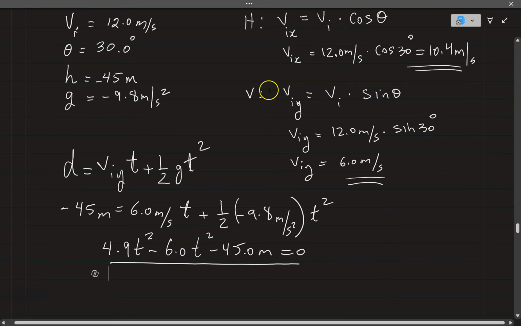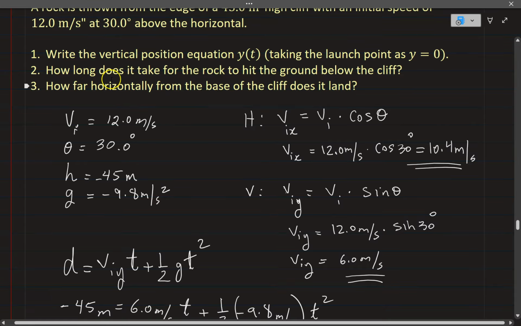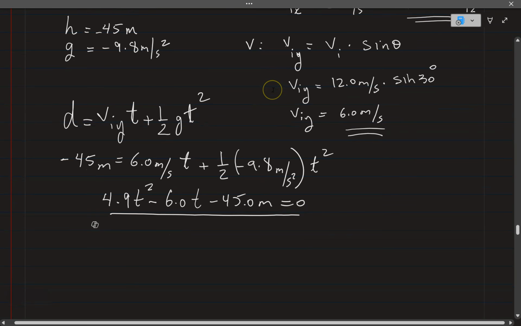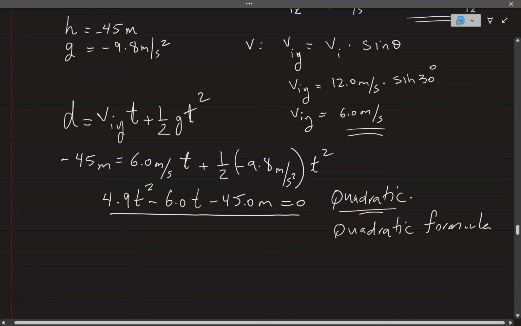All right. Now, to solve that: how long does it take for the rock to hit the ground below the cliff? You need to solve this quadratic equation, and to solve that, you need the quadratic formula. I'm going to put a link in the description below and on a card about how to use the quadratic formula. If you don't know it already, I'm assuming that most of you have already done pre-calculus 11 or algebra 1 and know how to use that.